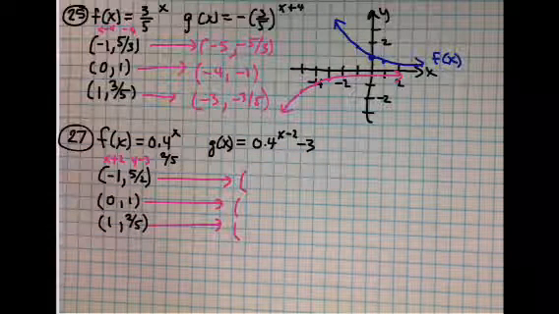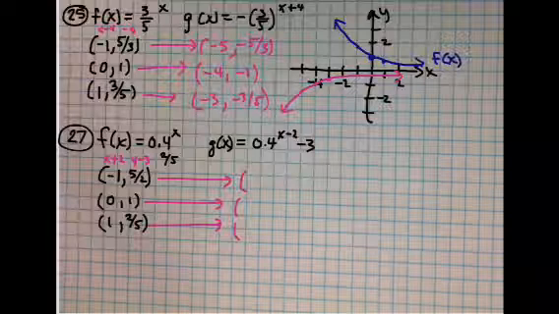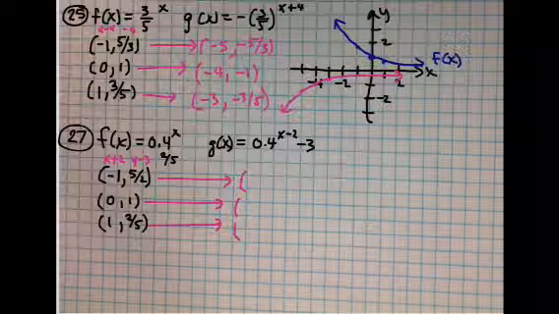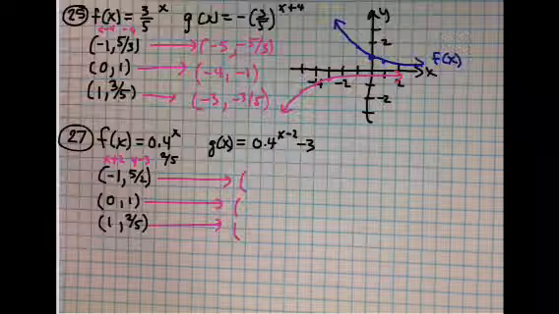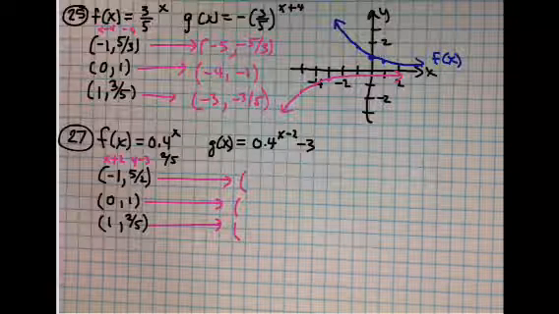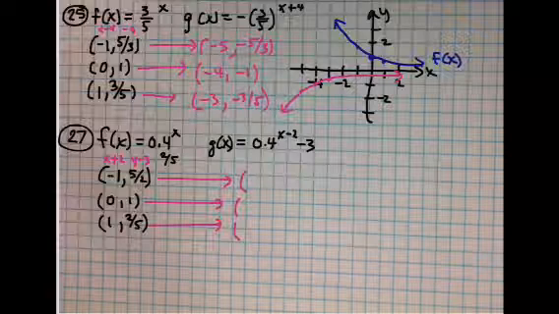Alright, so for 27, g of x is translated to the right 2 units and down 3. Now the b is 0.4, 4/10, right? So I converted it to a fraction of 4 over 10 and then reduced it to 2 over 5. So 0.4 is the same as 2/5. So right here, the reciprocal of 2/5 is 5/2, and then b is 2/5. So I just kept it as a fraction. You could write it as a decimal, but either way is fine.